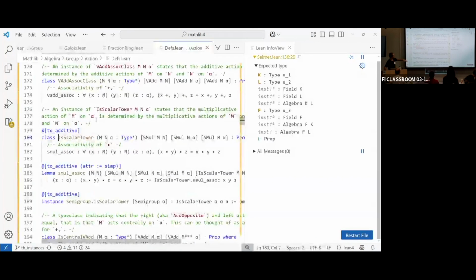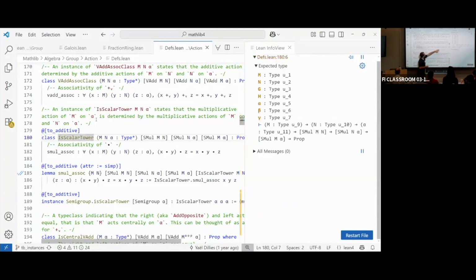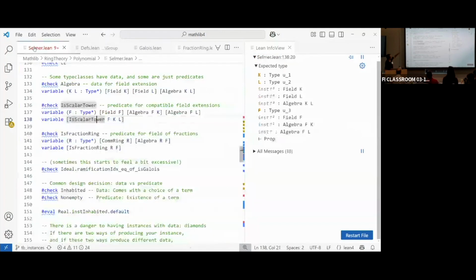It looks kind of funny. It looks like it has these weird dots. You can not worry about that. But it's a single predicate that is weird in terms of dots because it's very low level. It's just in terms of various scalar multiplication operations. But this predicate is saying that the triangle commutes. So is-scalar tower is an example of a type class that's a predicate that says that a certain triangle of field extensions commutes.